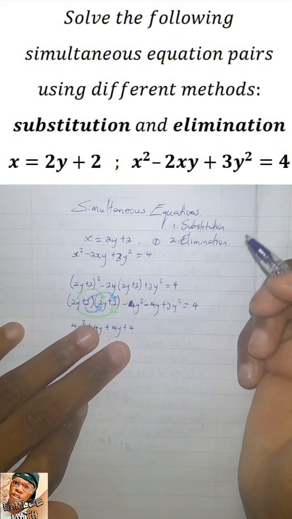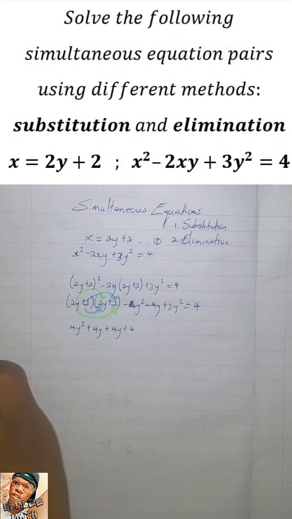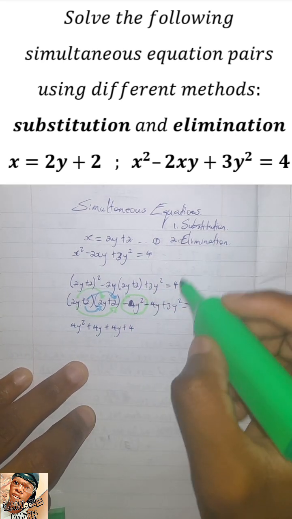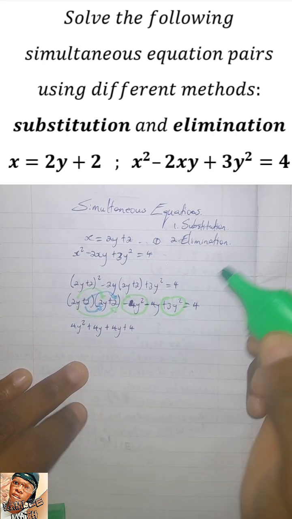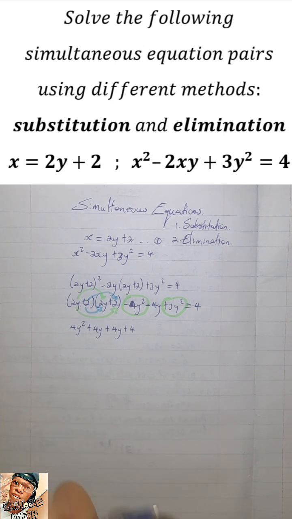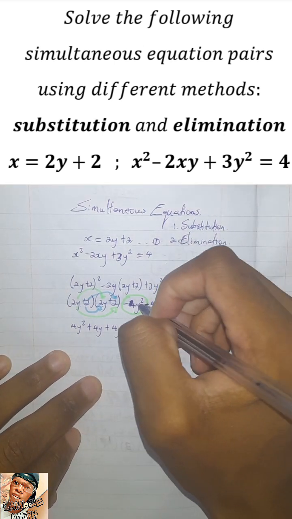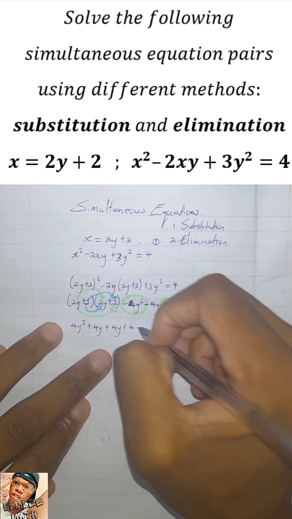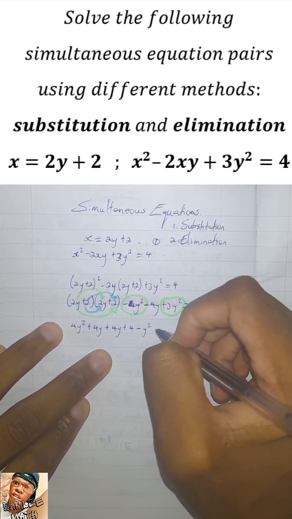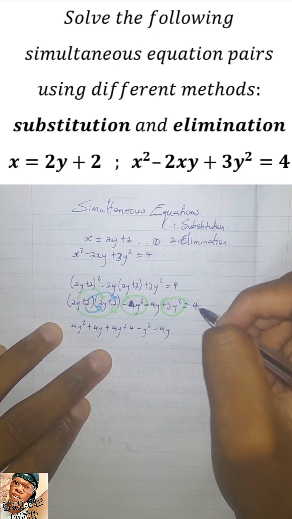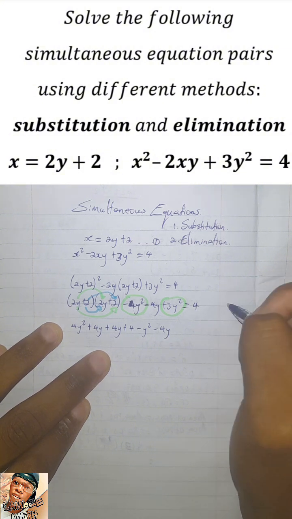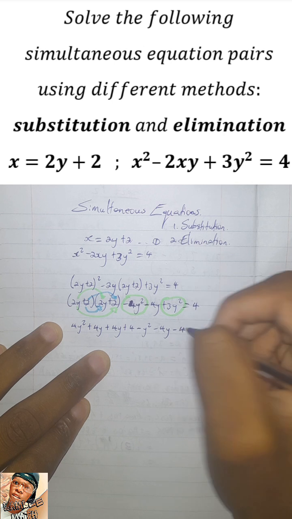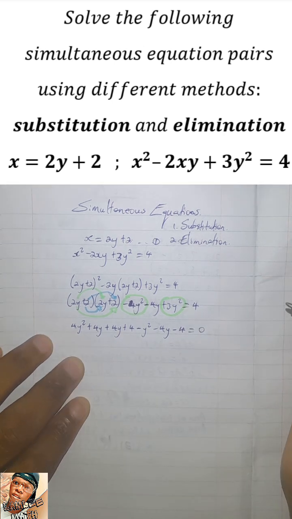Then I'm going to collect the like terms, because here we have negative 4y squared, and we also have 3y squared here. We consider them like terms because they have the same variable, y squared. So negative 4 plus 3 is negative 1, so negative 1y squared, then minus 4y. Then let me bring 4 from the right hand side to the left hand side. Let me transpose it. It becomes negative when it crosses the equal sign. So that's equal to 0.